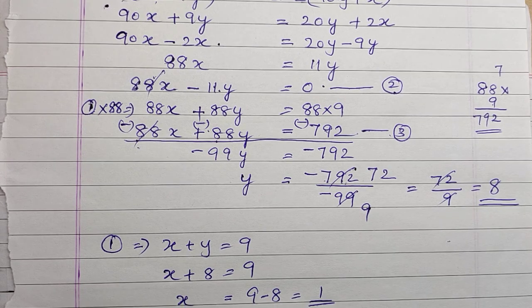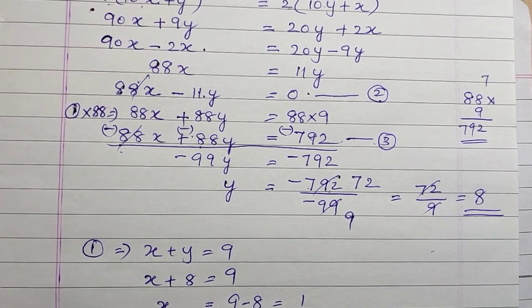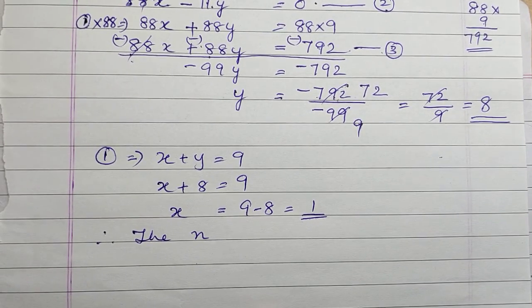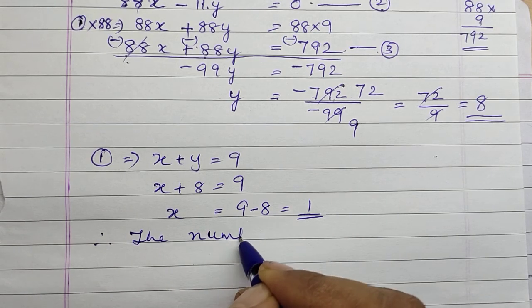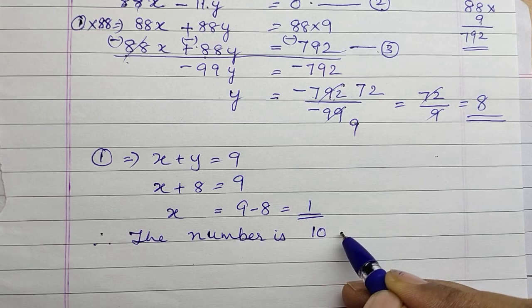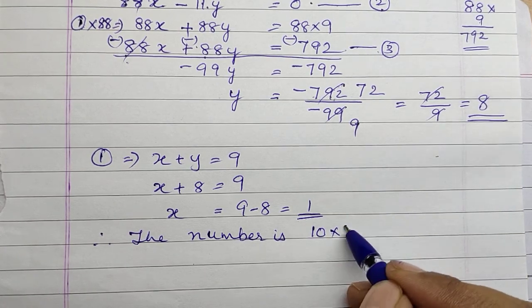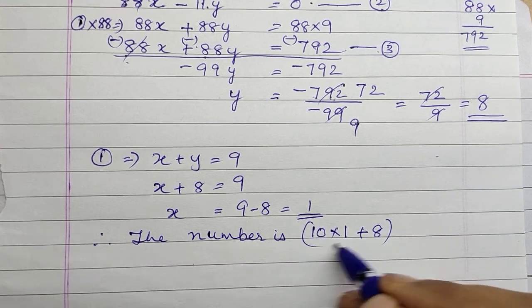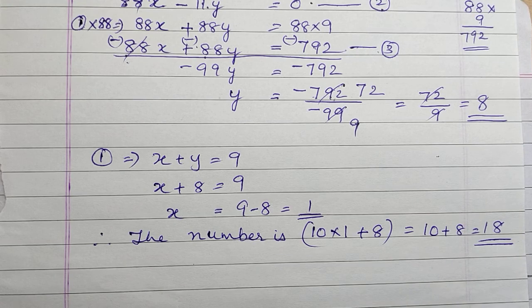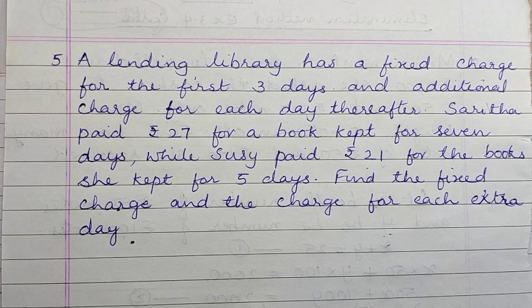So the number is, therefore, conclusion you should write. The original number you have taken is 10x plus y. 10 into x is 1, plus 8. So that is 10 plus 8, which is 18. So 18 is the original number we want. Hope you understood, children. This is an important question also. So practice it. Next sum.